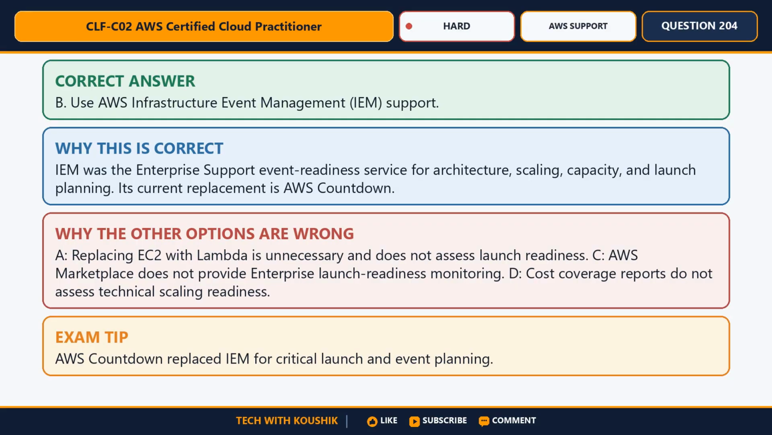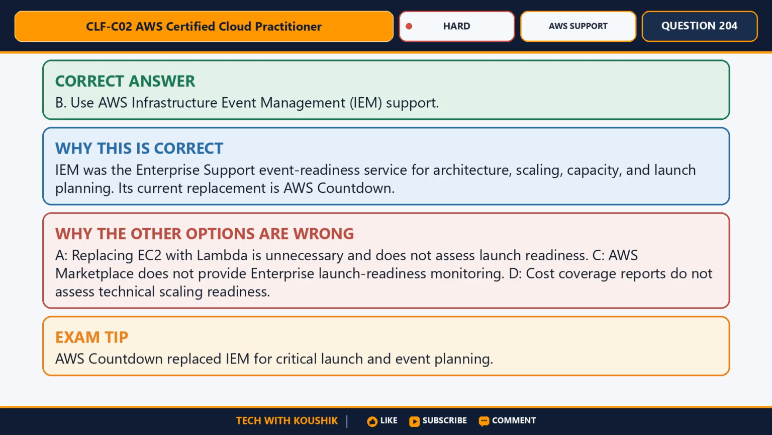The correct answer is B. Use AWS Infrastructure Event Management (IEM) support. Here is why. IEM was the enterprise support event readiness service for architecture, scaling, capacity, and launch planning. Its current replacement is AWS Countdown. Why are the other options not correct?